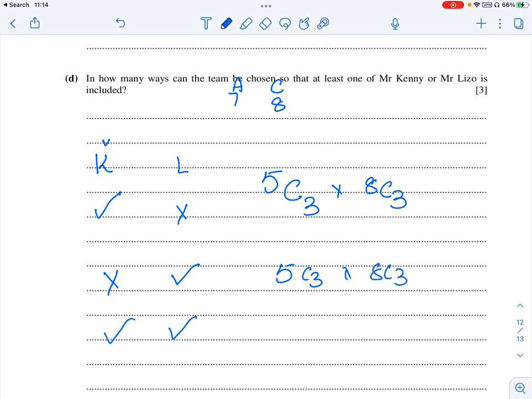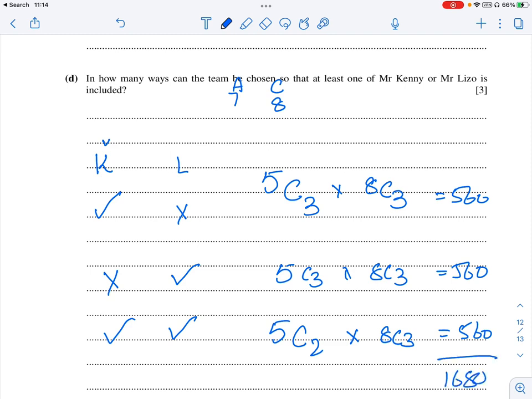Finally, if both are included, so 2 adults are already included. Out of 7 adults, 2 adults are already taken away, 5, but 4 you have to select, already 2 are selected, so 5C2 times again 8C3. So this is going to be 560, this is going to be 560, this is going to be 560, so the answer is 1680. That's going to be the answer.